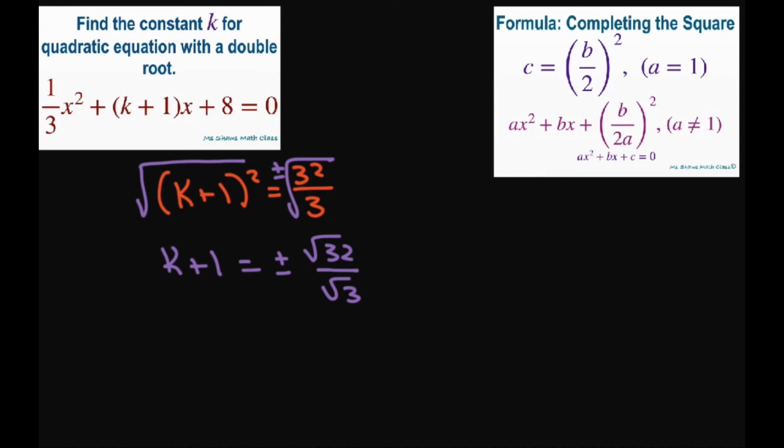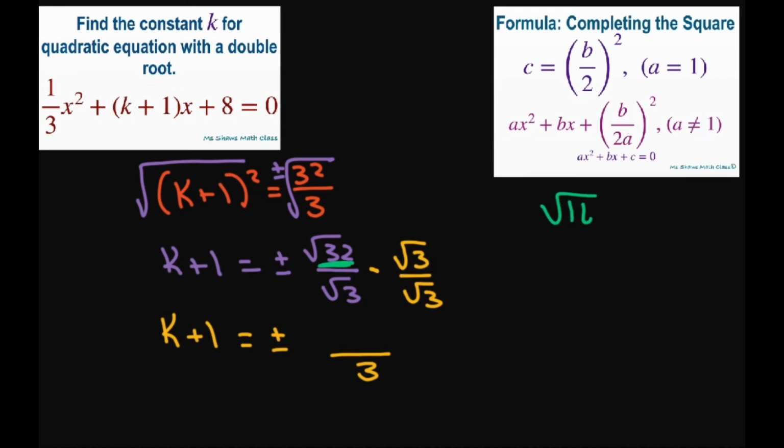What I can do is rationalize this denominator and multiply this by square root of 3 over square root of 3. So we get k plus 1 equals plus or minus, the denominator is going to be 3. Now my numerator, this right here, is square root of 16 times 2. So I can write this as 4 square root of 2. Then I have square root of 3. That's going to give me 4 square root of 6. So I'm just going to write 4 square root of 6 here.